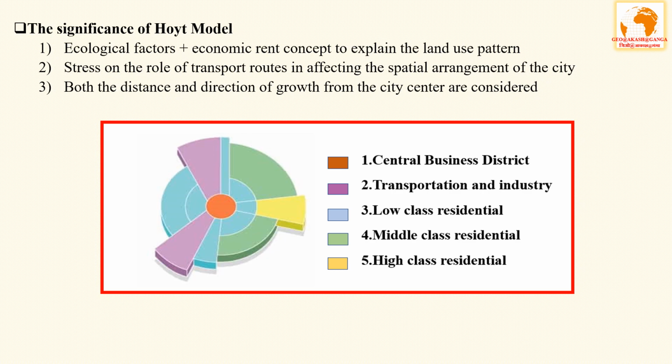For example, sector of high-class residential area tends to grow towards higher ground. Sites with a better view, more open space, the home of influential leaders within the community and existing outlying smaller settlements.